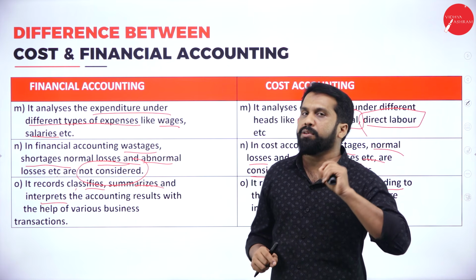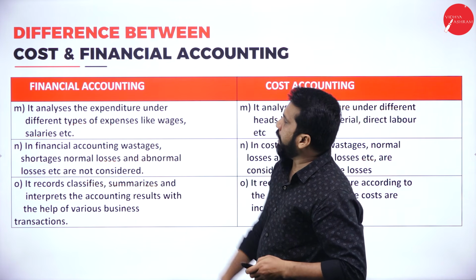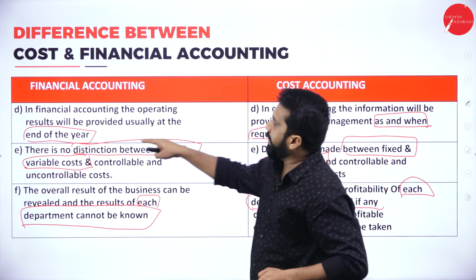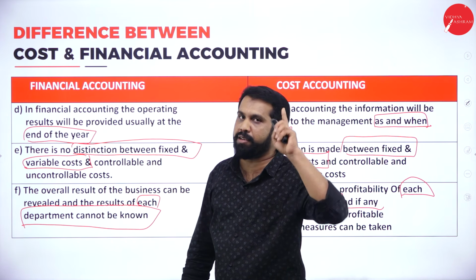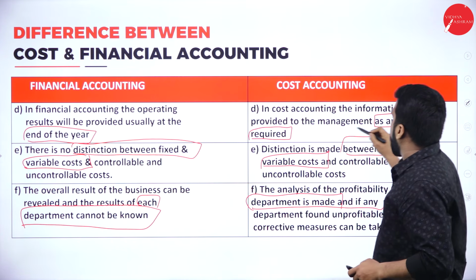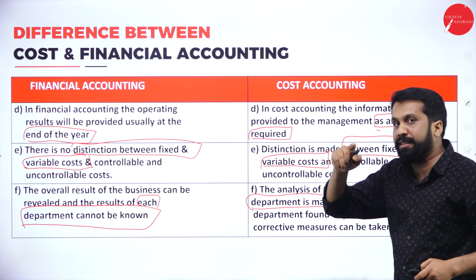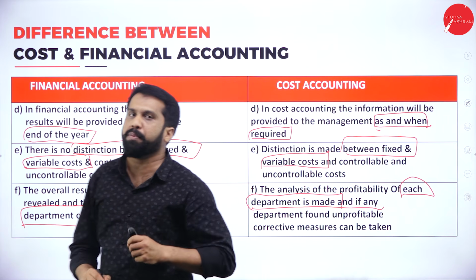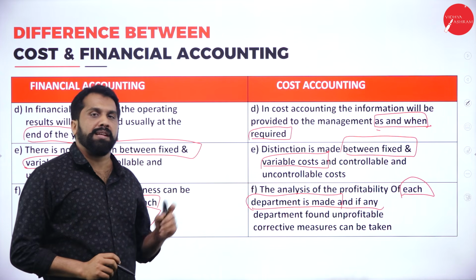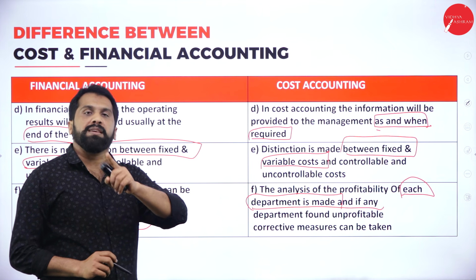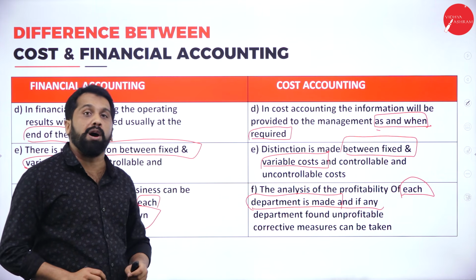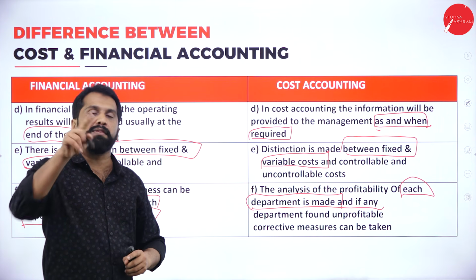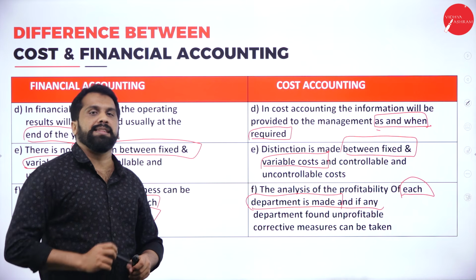In your exam also, while writing, I'll go to your first point. In financial accounting, the operating result will be provided usually at the end of the year. Underline this end of the year in your examination. And as and when it is required, underline that as well, so that it is very important while evaluating your paper. For them it is easy to evaluate. If you made that person happy, then that person will make you happy, by giving more marks. If you make him biased or confused, he will make you biased or confused by giving less marks.